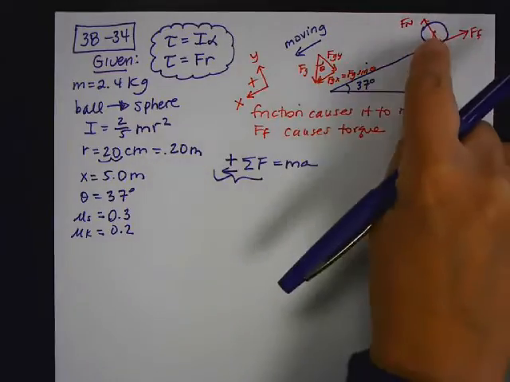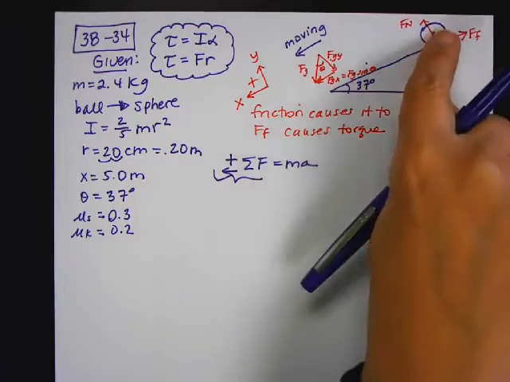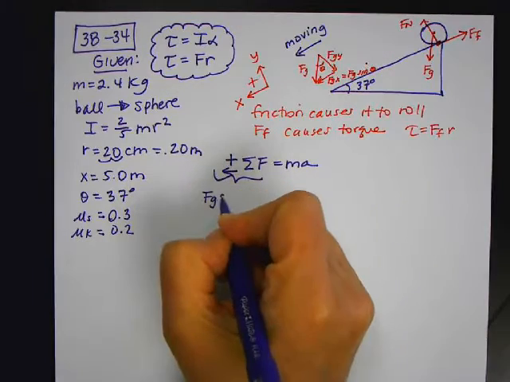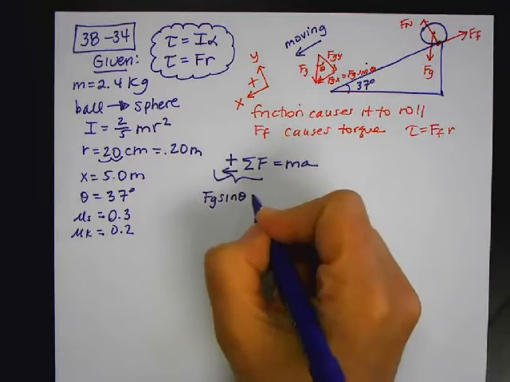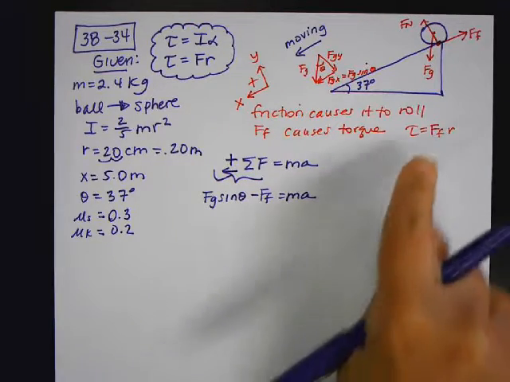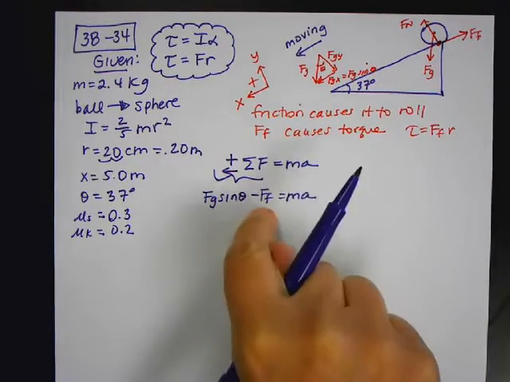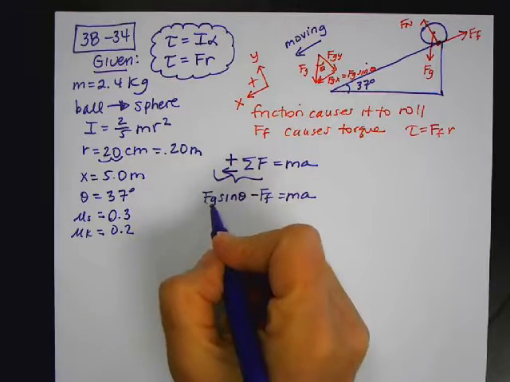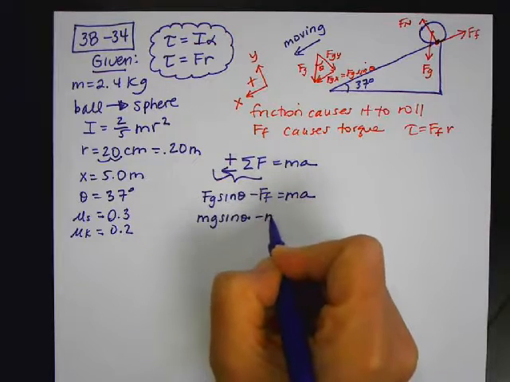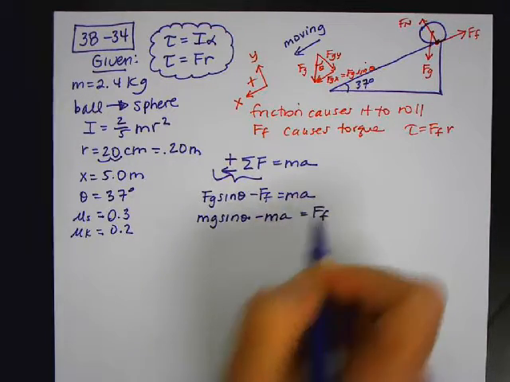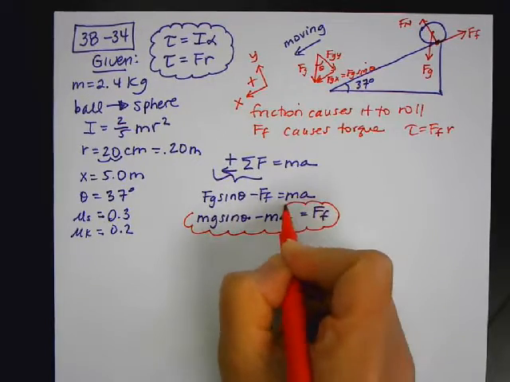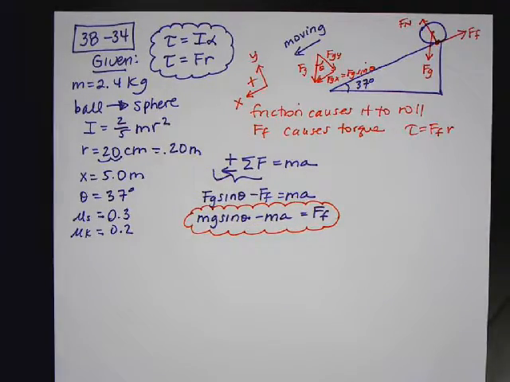So now when I sum forces, I'm going to have going this way FGX, which is going to be FG sine of theta, minus the frictional force is equal to MA. Now remember, when I'm using the torque, I just want the frictional force. So I'm going to rearrange this, and instead of FG, I'm going to say MG sine of theta minus MA is equal to Ff.